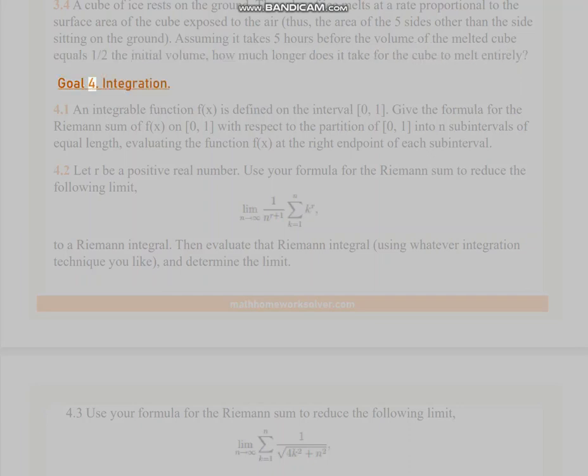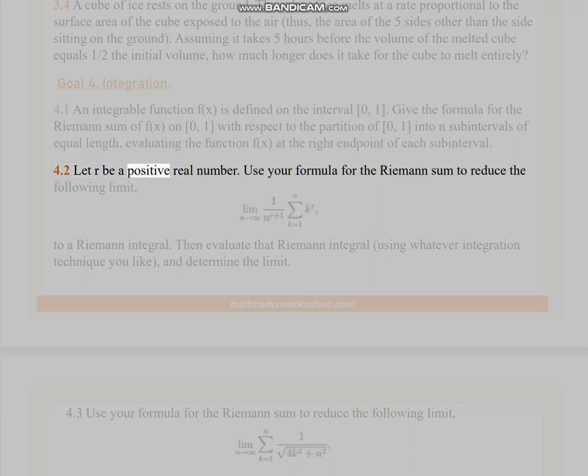Goal 4. Integration. 4.1 An integrable function f(x) is defined on the interval [0, 1]. Give the formula for the Riemann sum of f(x) on [0, 1] with respect to the partition of [0, 1] into n subintervals of equal length, evaluating the function f(x) at the right endpoint of each subinterval.